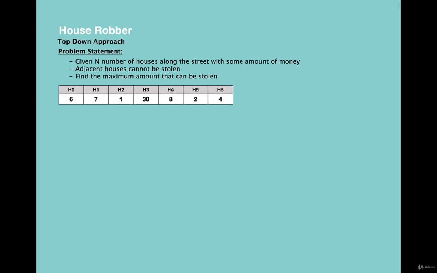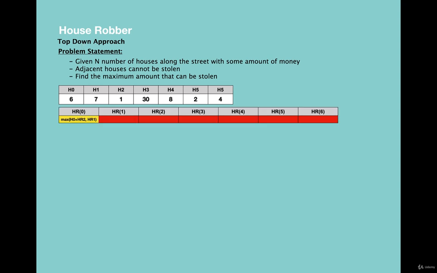Now in this case, we have a table like this. So these are the houses. So we need to find the maximum amount from these houses. So we know that in case of top-down approach, we are calculating the top problem first, then we are continuing to the bottom problem. So our top problem is to calculate for the first house.